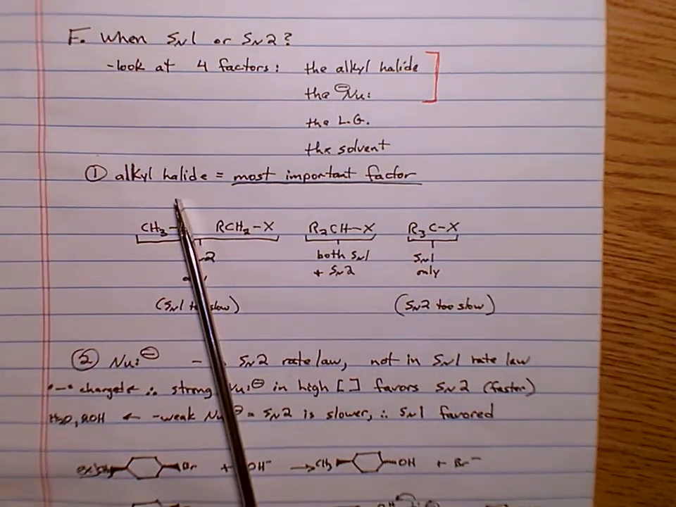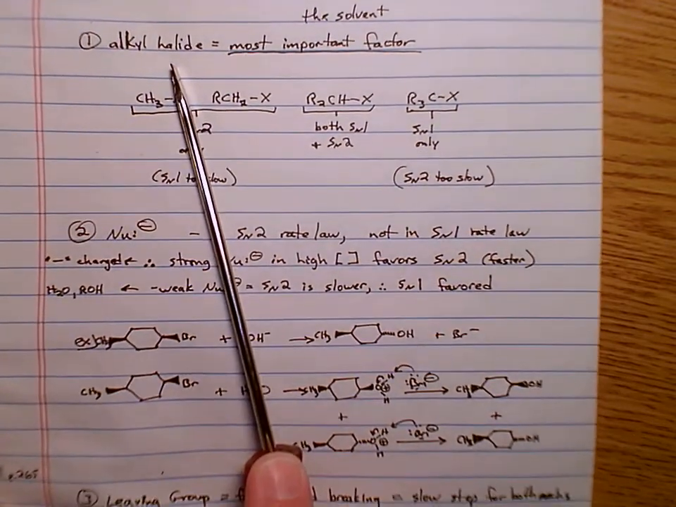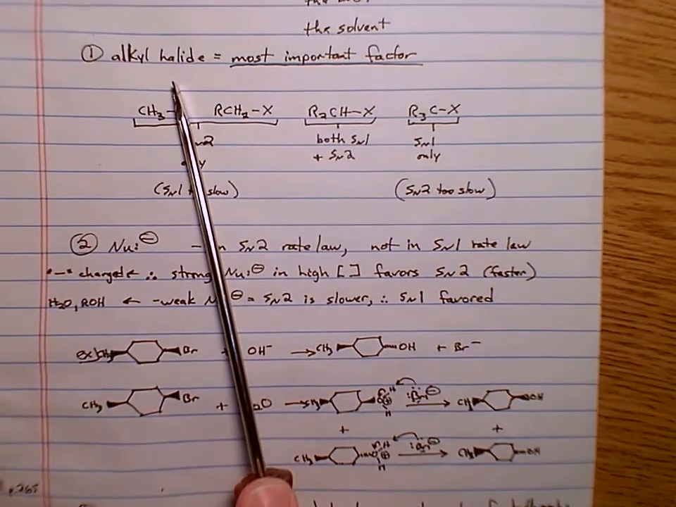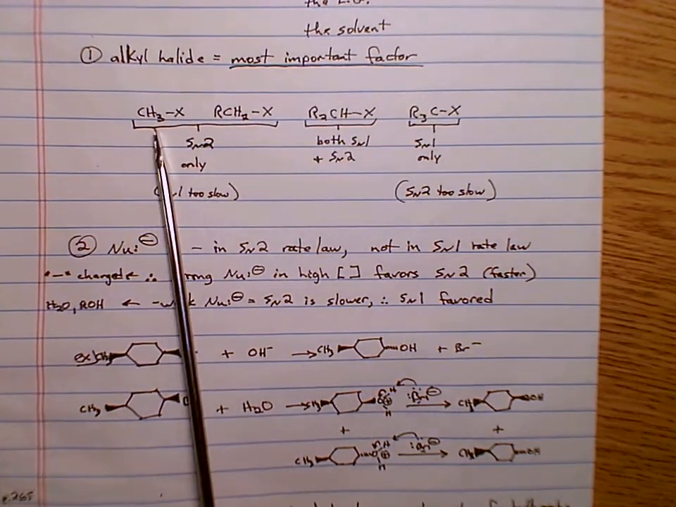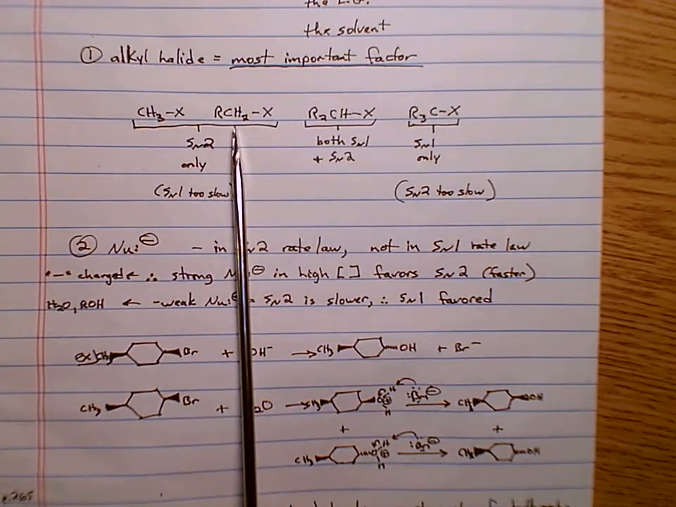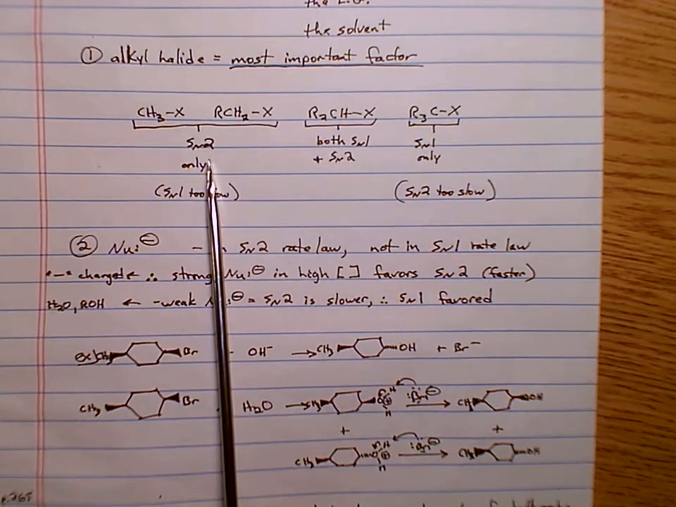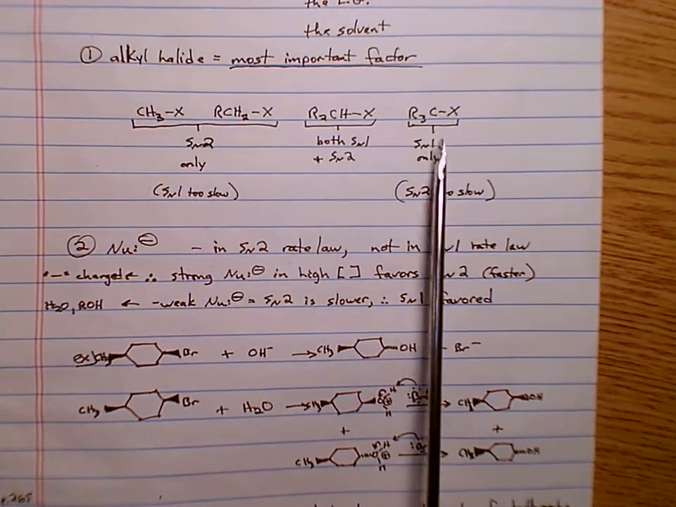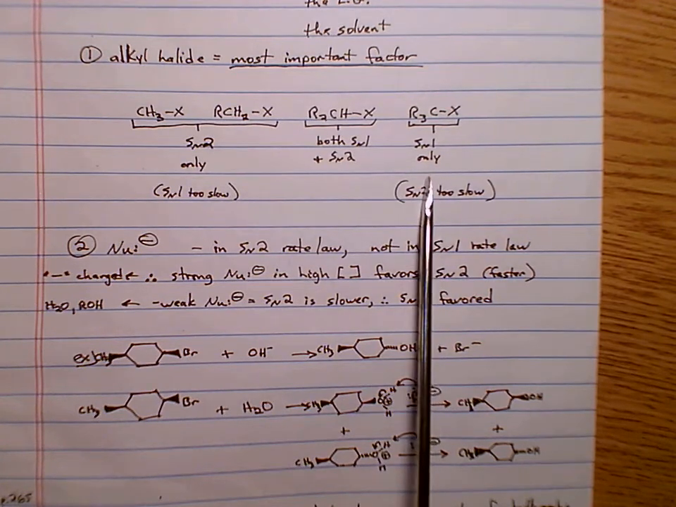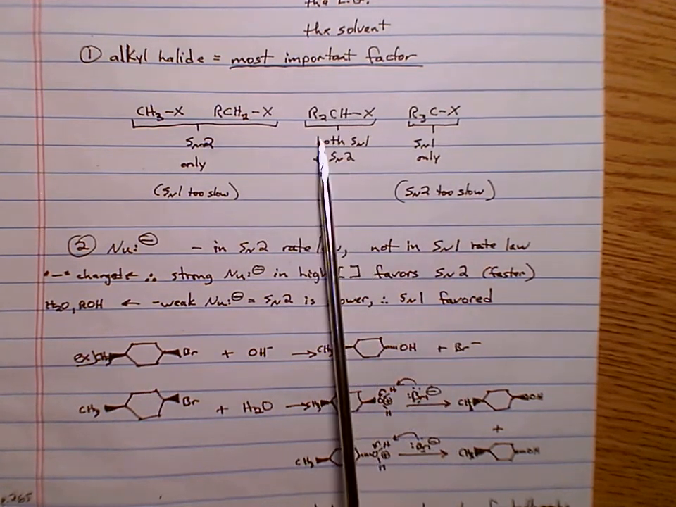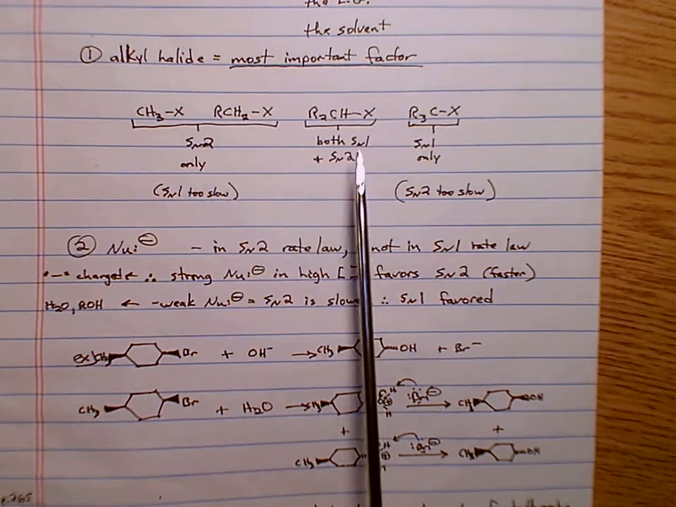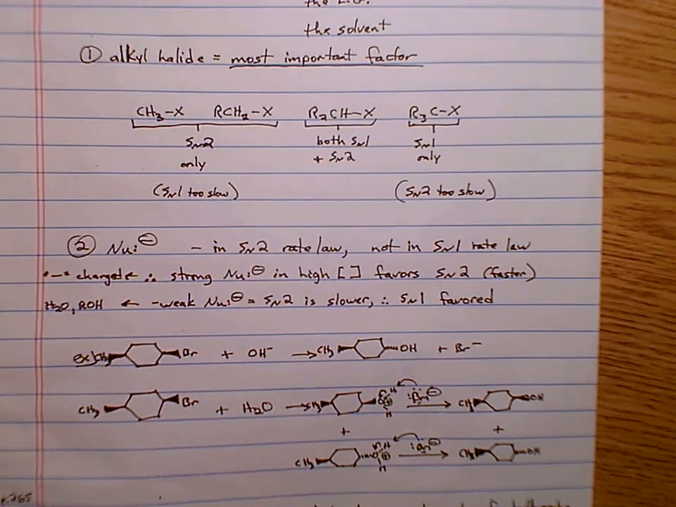So our most important factor, once we have a good leaving group, is the nature of the alkyl halide. If it's methyl or a primary alkyl halide, the reaction will go via the SN2 mechanism. If it's a tertiary alkyl halide, the reaction will go by the SN1 mechanism. If it's a secondary alkyl halide, then it could go by SN1 or SN2. We don't know yet.